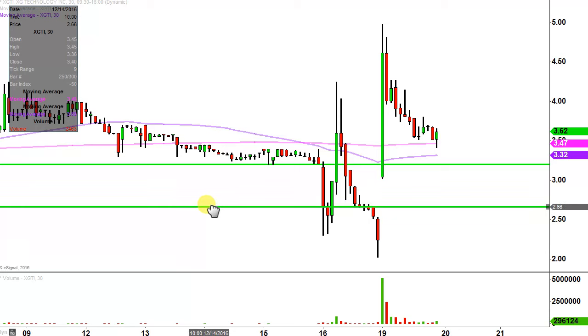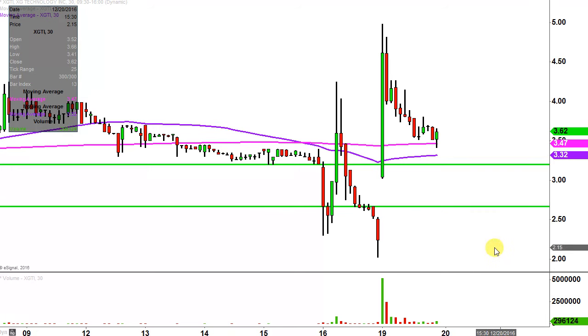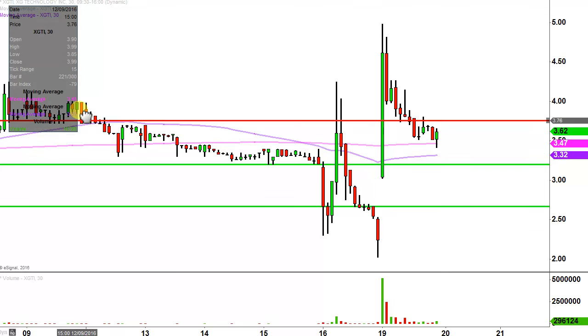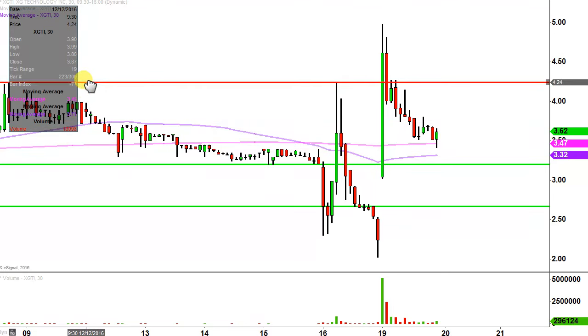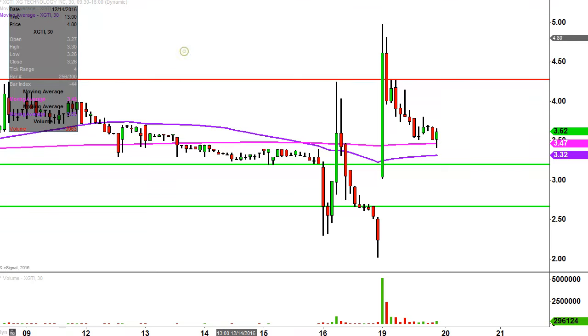Must-hold level in my opinion. Not saying it'll get tested, but if it does, $2.65, any sort of closes or, worse yet, separation to the downside. At that point, that's a sign that the bears are back in control. But as it stands right now, you've got to give credit to the bulls. Very nice move.